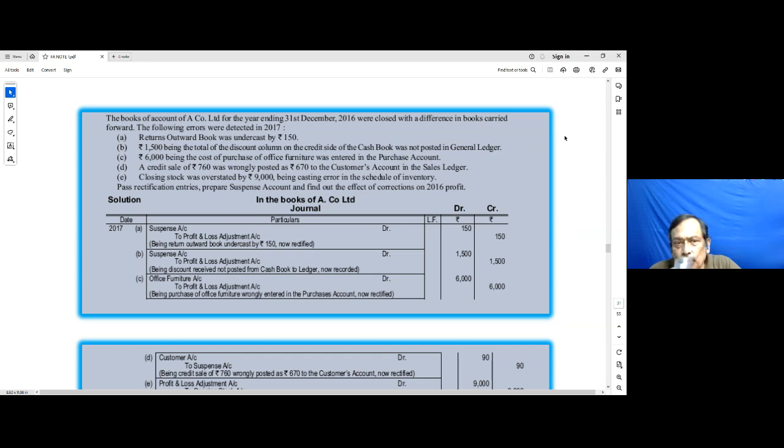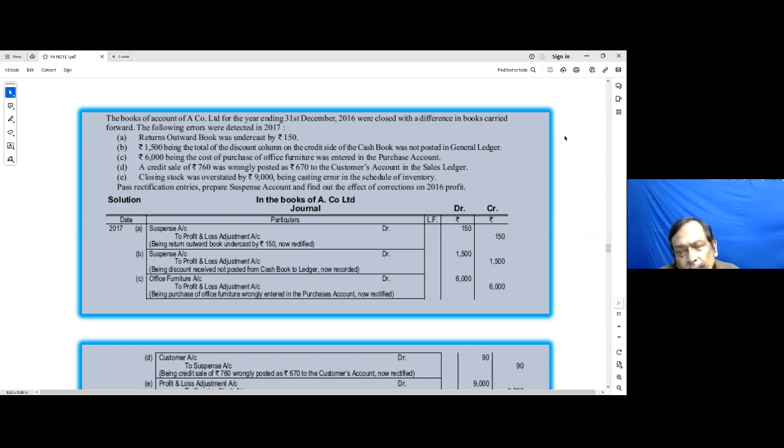Then closing stock was overstated by rupees 9,000, being casting error in the schedule of inventory. Pass rectification entries, prepare suspense account, and find out the effect of corrections on 31st December profit. So we are taking one by one.